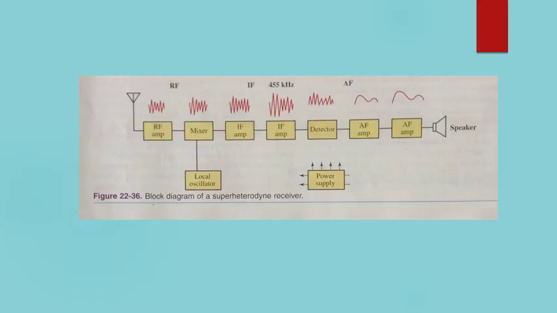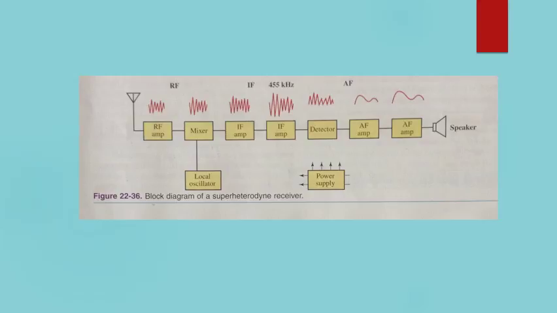When two signals are mixed together, four signals appear in the output. These signals include the two original signals, the RF signal and the signal from the local oscillator, the sum of the two signals, and the difference between the two signals. For example, if a 1000 kHz signal is mixed with a 1455 kHz local oscillator signal, appearing in the output is the 1000 kHz original signal, the 1455 kHz oscillator frequency, a 2455 kHz frequency sum, and a 455 kHz frequency difference.